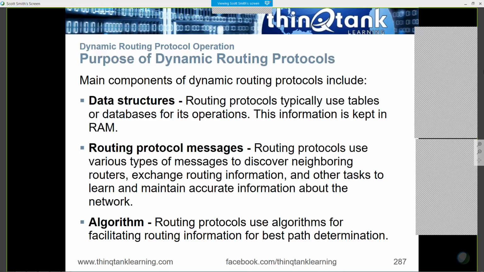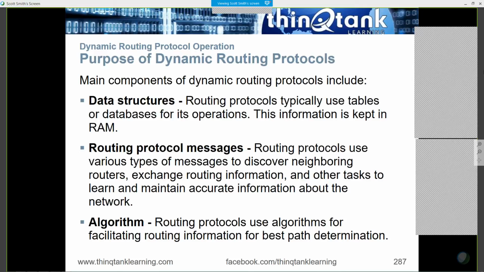What about an update? An update is another type of routing protocol message. What would an update be used for? Changes. To exchange routing information. I'm going to update you with additional routing information. I'm going to update you with new routing information.